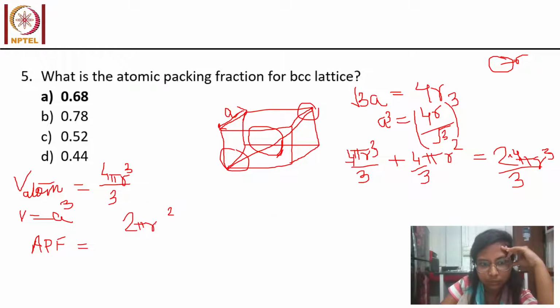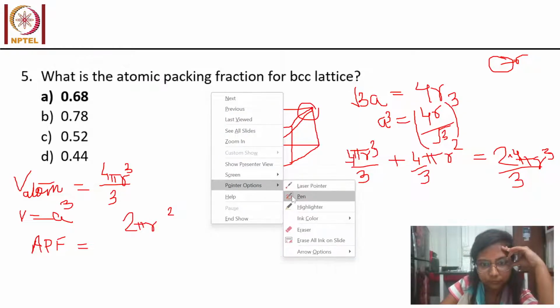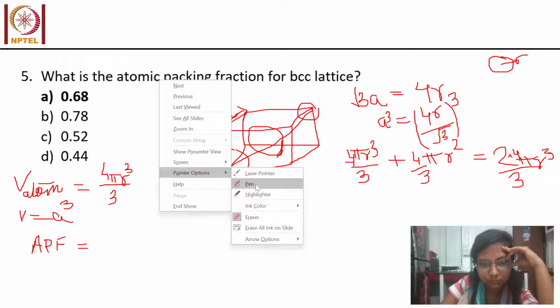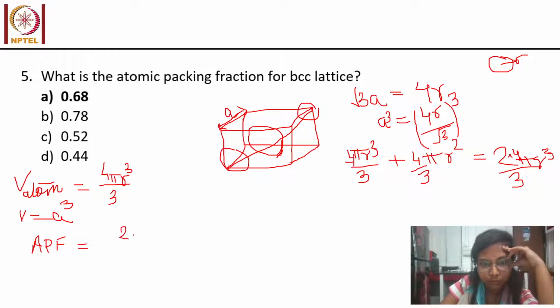So this is 2 multiplied by 4/3 πr³ divided by a³, which is 4 for the 16, 16 for the 64 r³.